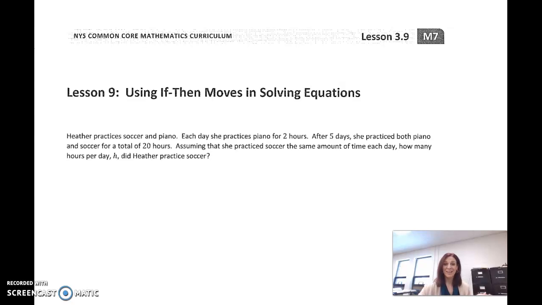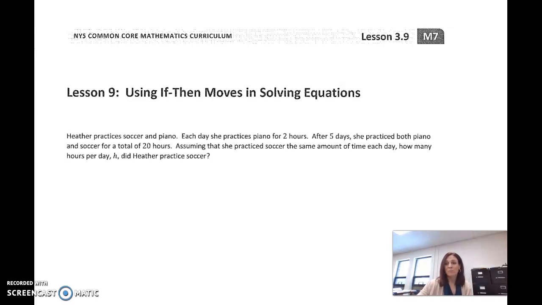We're going to continue our theme of using if-then moves and solving equations into lesson 9 right here. And here's what I want you guys to focus on. I want us to focus on writing the equations. I think we're very consumed with just trying to find out what the answer is, which is great. That's what we want to do, is find an answer. But we need the skill of setting up equations when problems don't let us figure out the answer in our head. So again, let's focus on writing these equations.